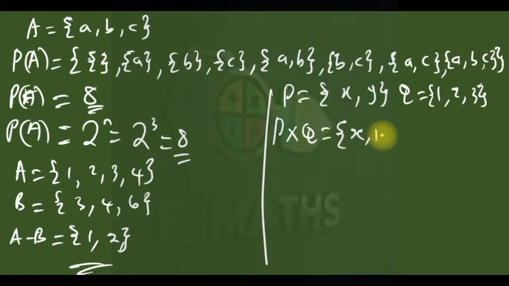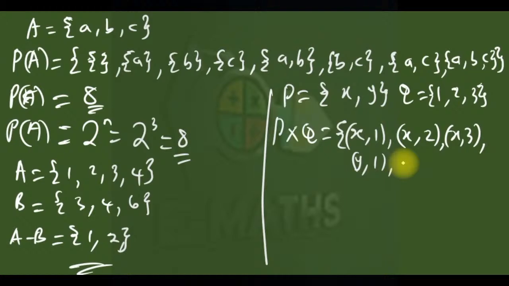X, 1. That same X, 2. So what do you notice? I'll count X, P before Q. Also we have 3 remaining. X, comma 3. So we are done with X. We start with Y again. Y 1, Y 2, Y 3. So that's it.